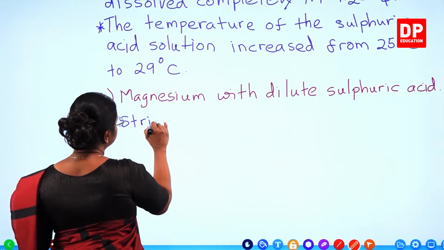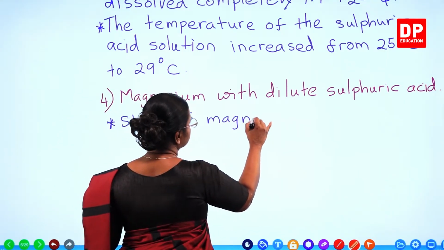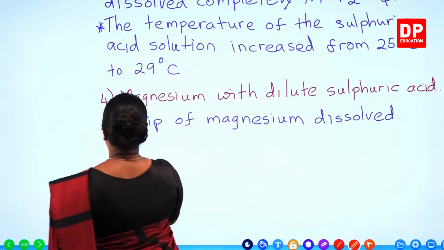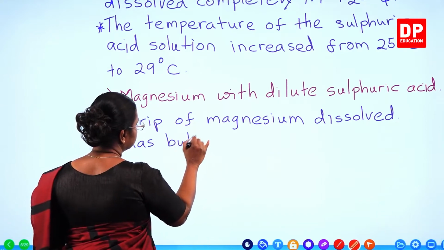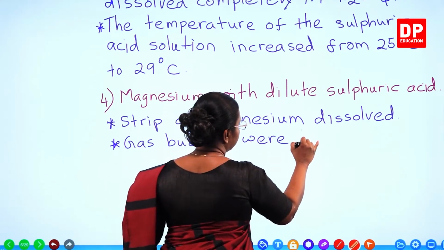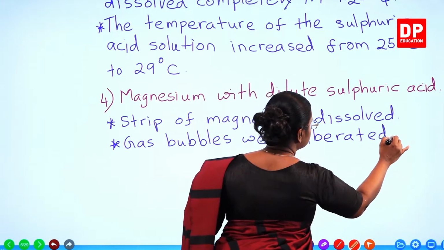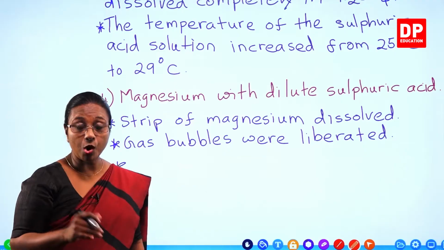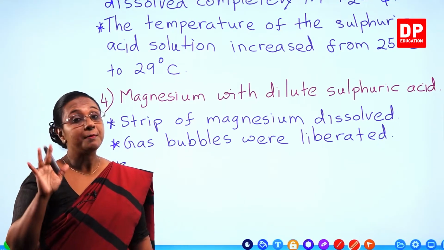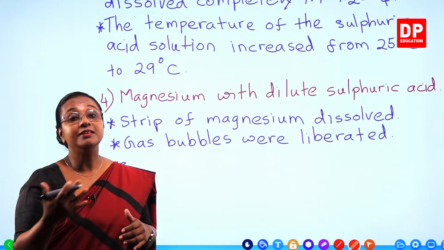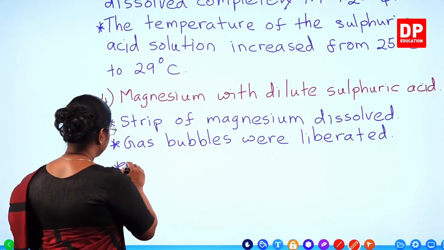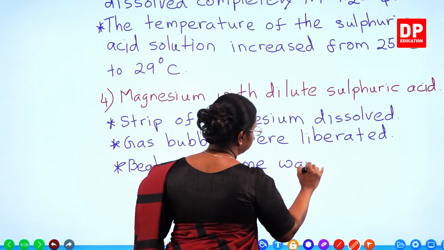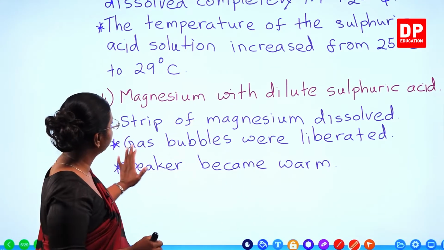So here, strip of magnesium dissolves, then gas bubbles were liberated, and also, here we did not measure the temperature. I told you all students during the activity also, if you want, you can have the thermometer and measure the temperature change. But I told you all I was able to feel the increase in temperature on the beaker. That is, the beaker became warm. So here beaker became warm. So those were the observations of the fourth part of the activity.